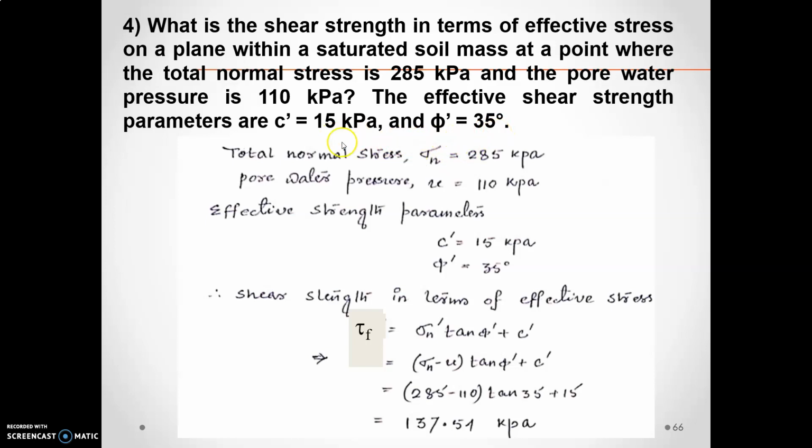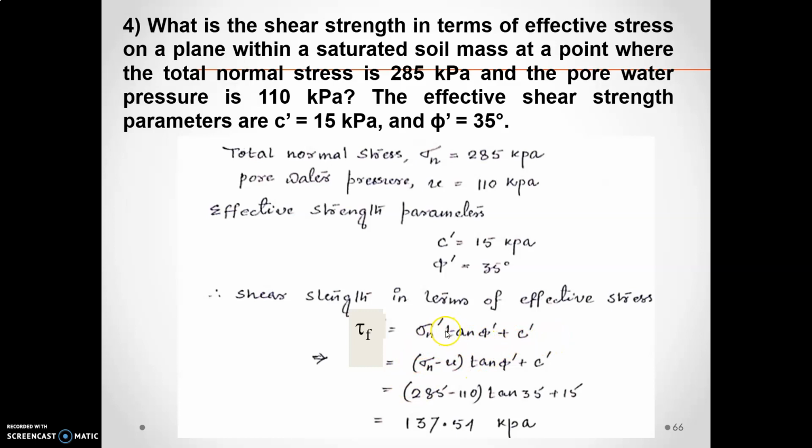Okay, here the total normal stress is given, that is sigma n 285. Pore water pressure is given, 110. Effective shear strength parameters C dash and phi dash are given. So, how to calculate the shear strength in terms of effective stress? Tau f is equal to C plus sigma n tan phi, but this is in terms of effective stress. So, tau f is equal to sigma n dash tan phi dash plus C dash.